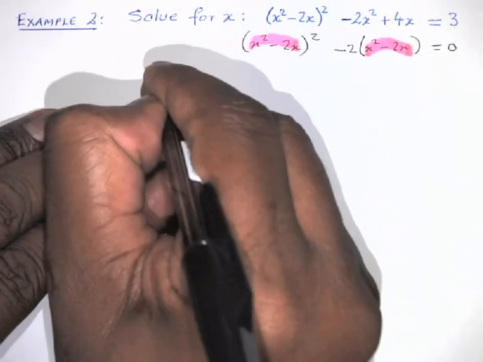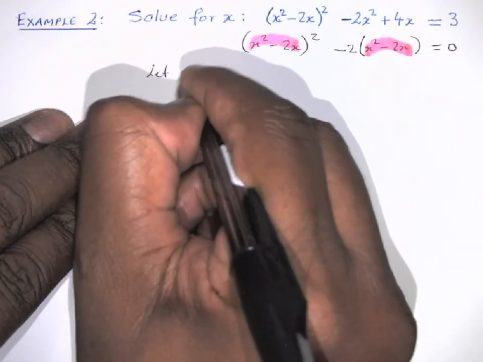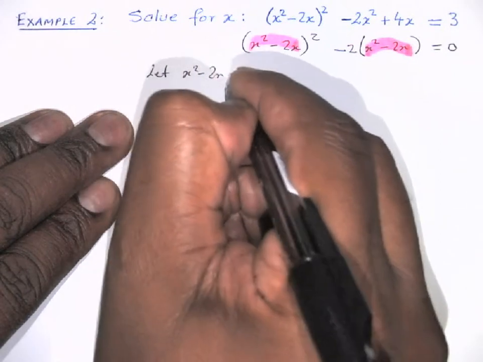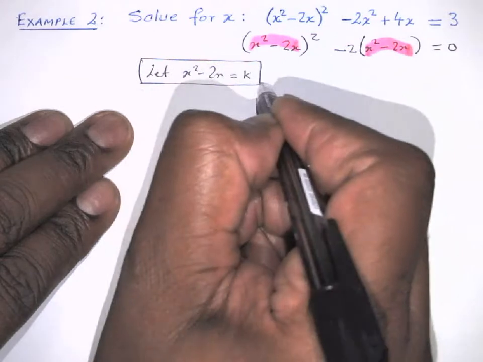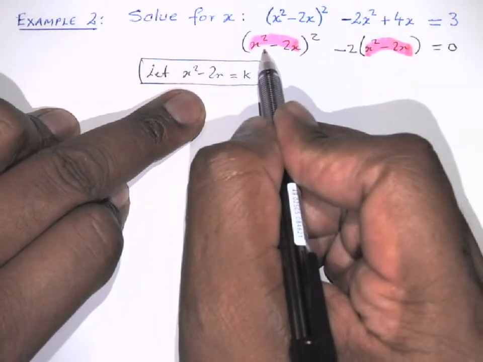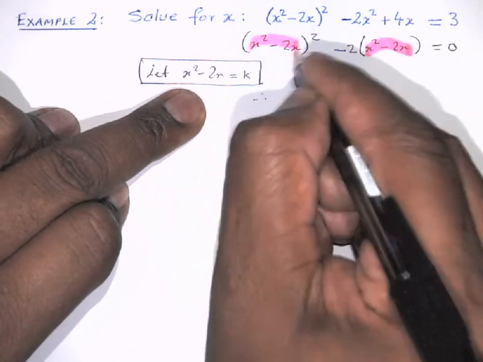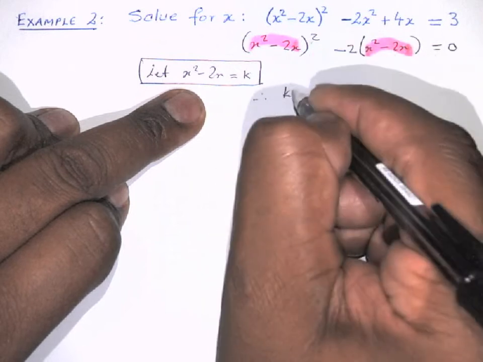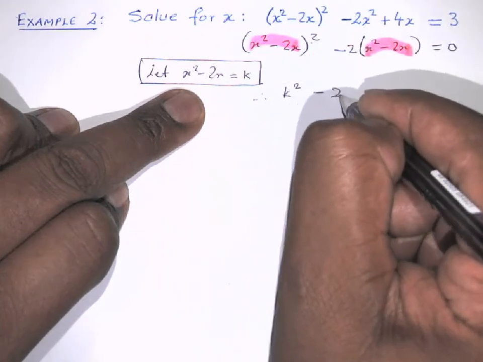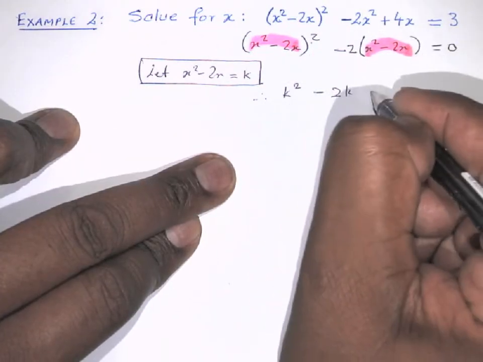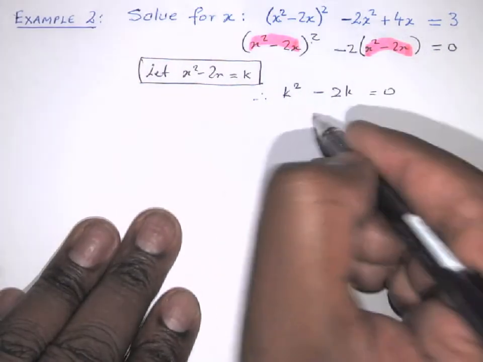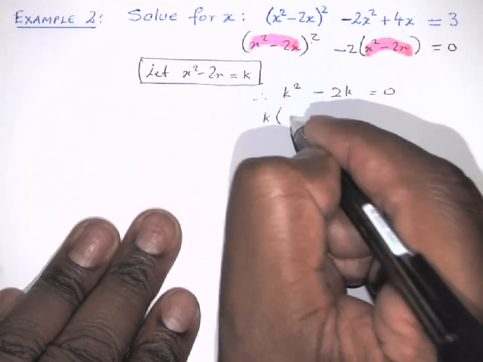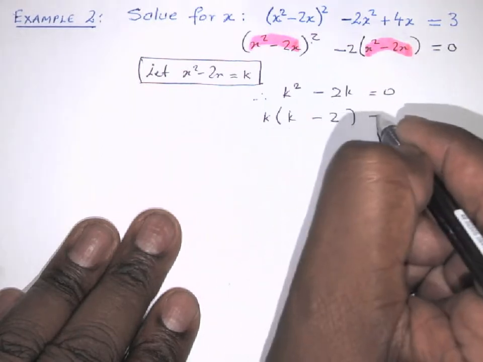So therefore we let x squared minus 2x equal k. Where there is x squared minus 2x, we'll just plug in k. So I have k squared minus 2 times k, which is equal to 0. Now I can factorize this. The common factor is k, so I get k times k minus 2, which is equal to 0.